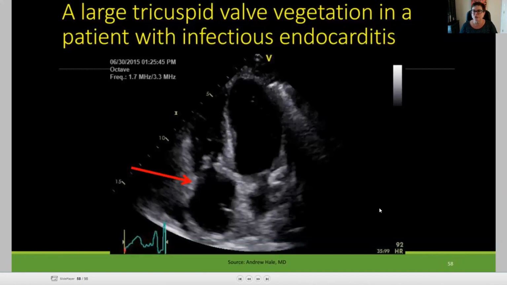And so a large tricuspid valve vegetation is seen here in a patient with infective endocarditis. So here's our right atrium, here's our left atrium, left ventricle, right ventricle. And you can see that there is a growth on this patient's tricuspid valve.